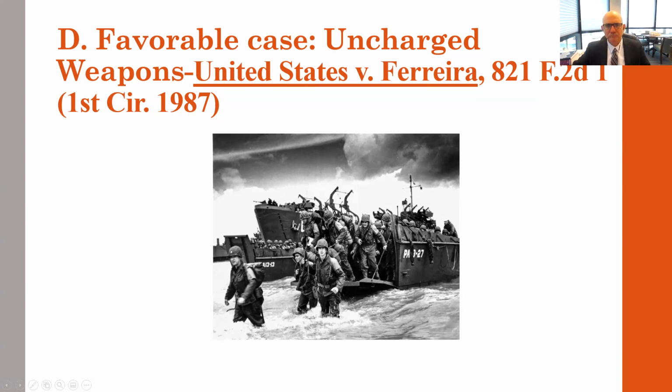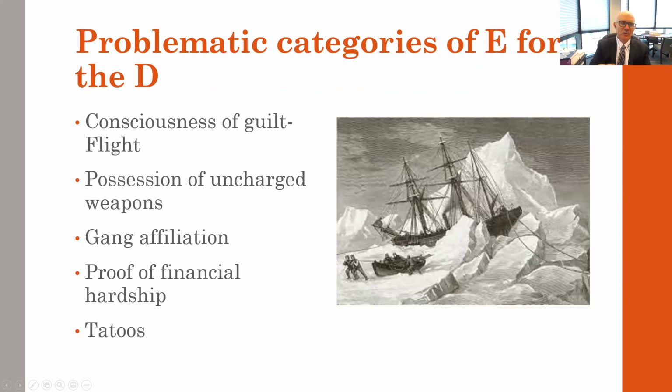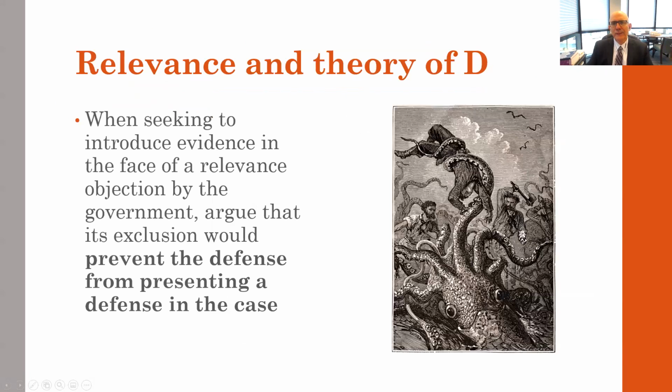Now, I gave you two examples of the government trying to argue such things as consciousness of guilt, flight, possession of uncharged weapons, and that sort of thing. Now let's move to instances where we are trying to introduce evidence. The easiest way to argue for evidence we're trying to introduce is to tie it to the theory of defense and to argue that the exclusion of the evidence would prevent a defense from presenting its defense in trial.